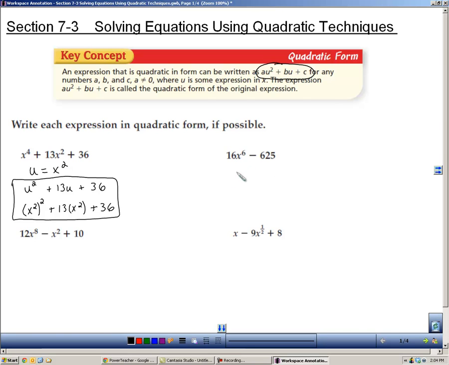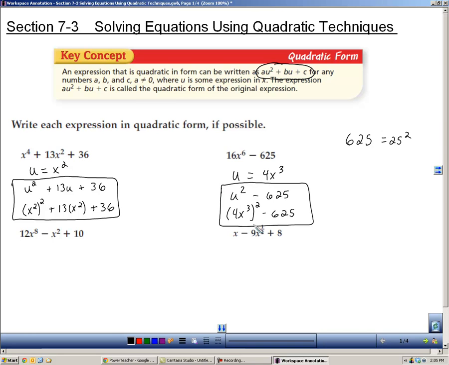In this one over here, I'd like something squared. So what can I square that will give me a 16x to the sixth? Well, if I take a 4x cubed and square that, it'll give me a 16x to the sixth. So I'm going to say u squared minus 625, because the square root of 625 is 25. So 625 is really just 25 squared. So that's okay. This creates a difference of squares. If I rewrite it another way, it's 4x cubed squared minus 625. And that's what it would look like, either by using a u to substitute or by actually putting the 4x cubed in there.